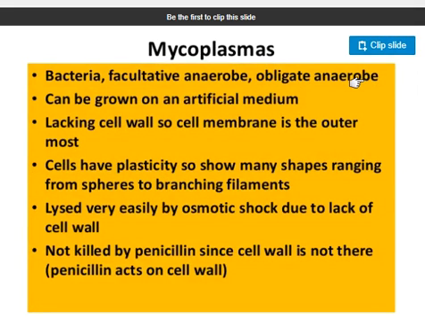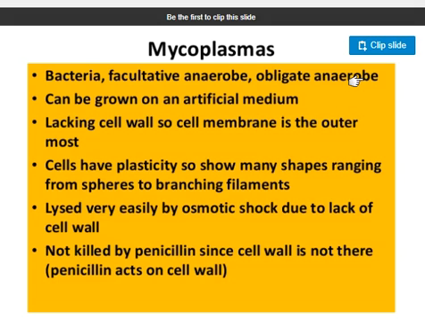Next organism we are going to study is Mycoplasma. It is also a bacterium which is a facultative anaerobe as well as an obligate anaerobe. It can be grown on artificial media, but the speciality of Mycoplasma is that it lacks the cell wall. So the cell membrane is the outermost layer and it lacks the cell wall.